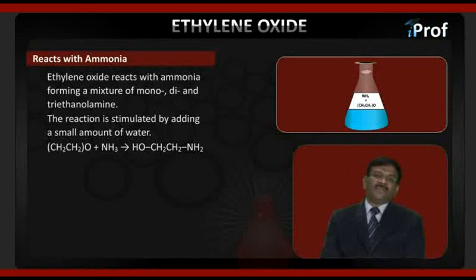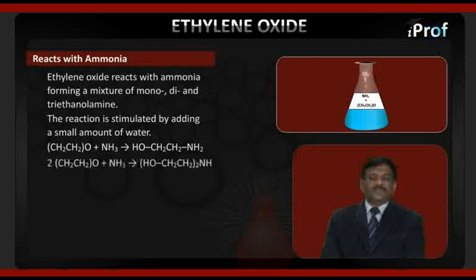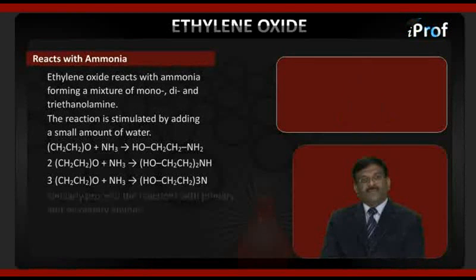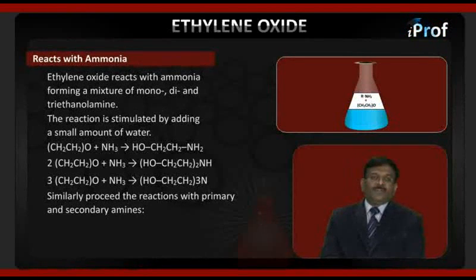On increase in concentration, in case 2CH2CH2O plus NH3, it gives (HOCH2CH2)2NH. On further increasing the concentration, the reaction is 3CH2CH2O plus NH3, it gives (HOCH2CH2)3N. Similarly, proceed the reaction with primary and secondary amines.